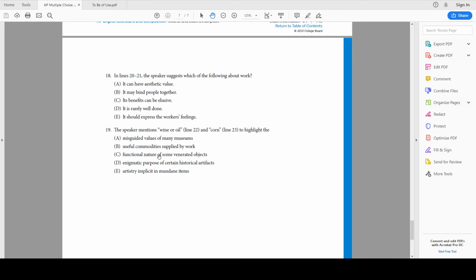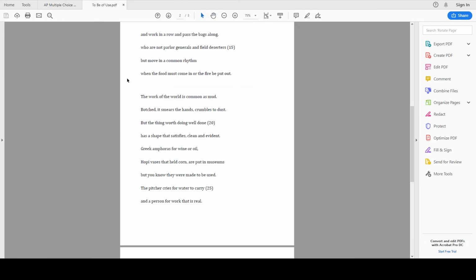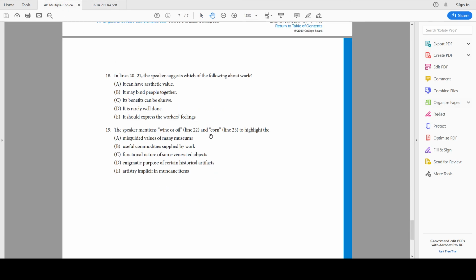Okay? So I think this is a really hard question. I could totally see if you put B, but the answer is C, because the line is about objects, not about the commodities. The commodities, yes, are there, but they are to talk about the functional nature of venerated objects, especially because of the last line, you know they were made to be used. So if that question teaches you anything, it's that even though the question asked you about lines 22 and 23, finish the thought by reading line 24, and then it will become clear that this is a sentence about the functional nature of the objects, not necessarily the usefulness of wine or oil or corn.